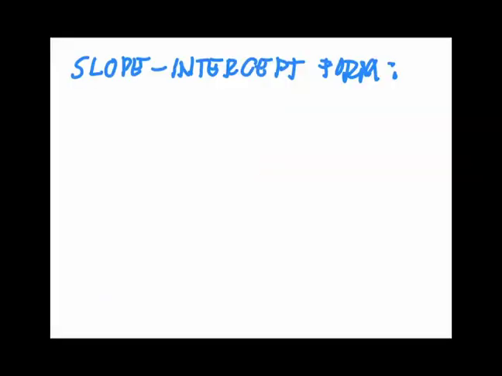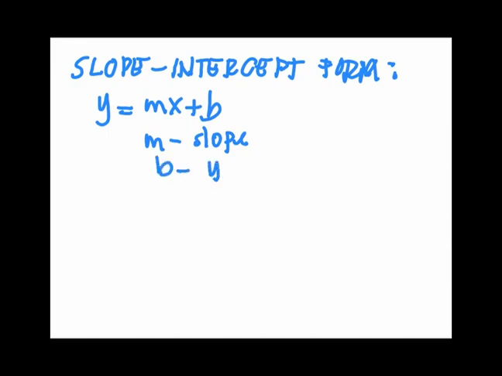In this video, I discuss some examples to explain more about the slope-intercept form of the equation of the line. The slope-intercept form of the equation of the line is given by y is equal to mx plus b, where m is the slope of the line, b is the y-intercept.